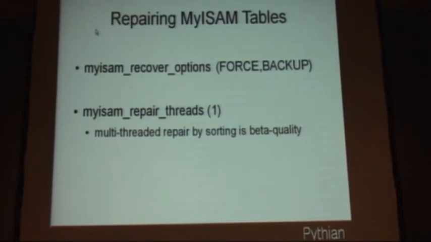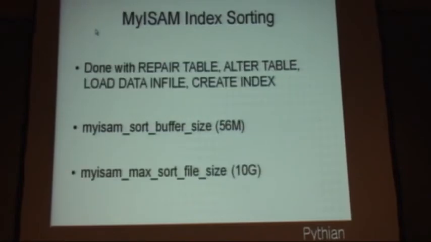MyISAM repair threads is how many threads to use for doing repair, and multi-threaded repair by sorting is beta quality. So I don't think I would play with this very much. I would probably fail over to whatever my disaster recovery plan is if I found that I had to repair a whole bunch of tables and it would take a long time. Instead of repairing a very large table multi-threaded, I would probably fail over to whatever my backup server is.